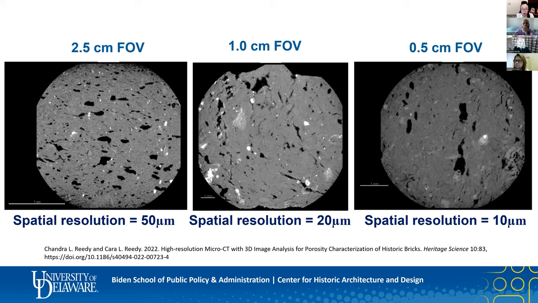We have a Rigaku GX130 instrument, and for that, with a 2.5 centimeter field of view, spatial resolution is limited to 50 microns. That does give a good view of the material, but I was pretty sure that the spatial resolution wasn't going to be good enough. But I was unsure if a 1 centimeter field of view at 20 microns spatial resolution would be better or worse than a 0.5 centimeter field of view at 10 microns resolution.